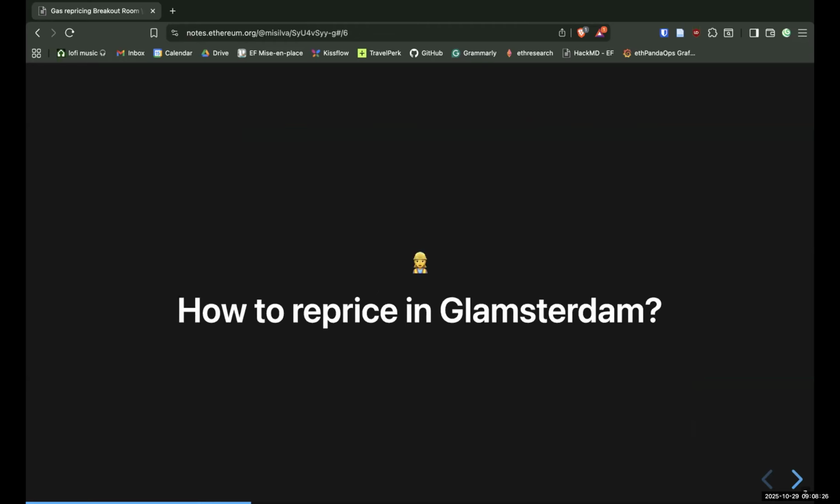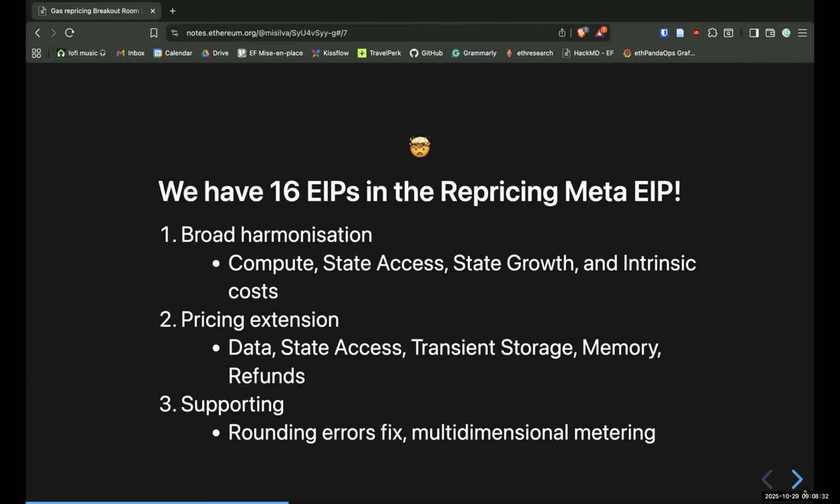And on this note, how do we think about repricing in Glamsterdam? At the moment, the final version of the repricing meta EIP is not yet merged, because there are a few EIPs that are also not merged. But at the moment, we have 16 EIPs that are in some way related to repricing, which is a lot. So this can be a bit hard to navigate.